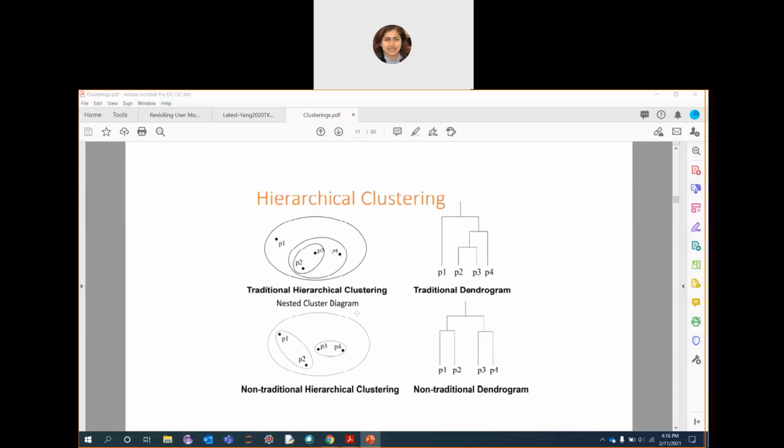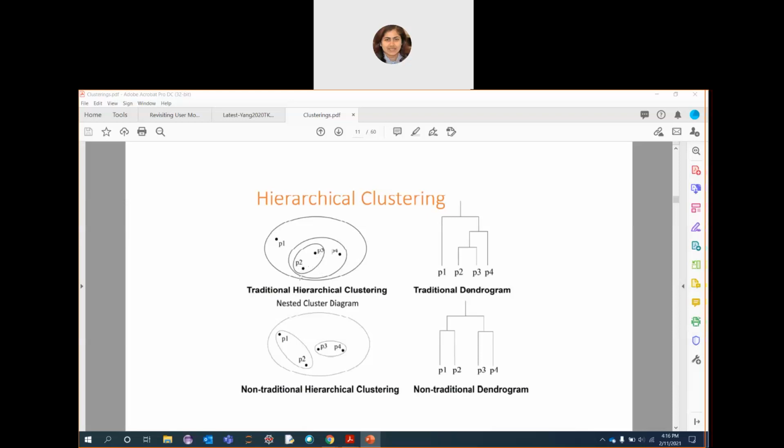Then the hierarchical clustering. In hierarchical clustering, the important example is your dendrogram. A dendrogram actually looks like this. If you have data points in this way, P1, P2, P3, P4, let's look into the traditional hierarchical clustering, nested cluster diagram. Let's first look into this one, how the clustering is actually formed.